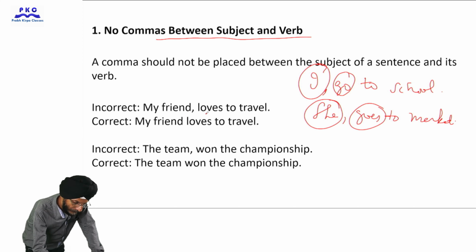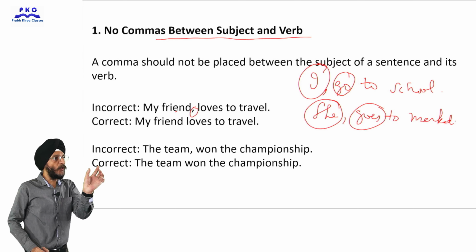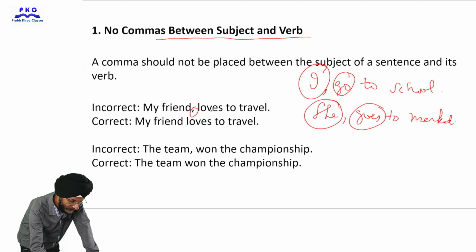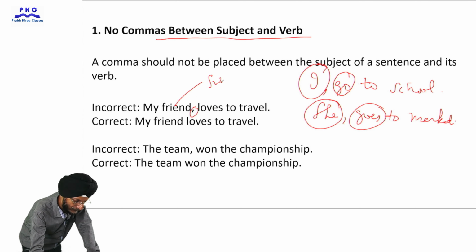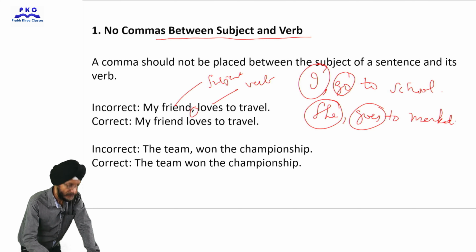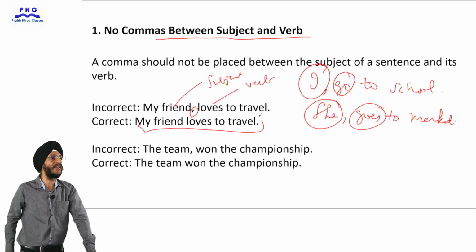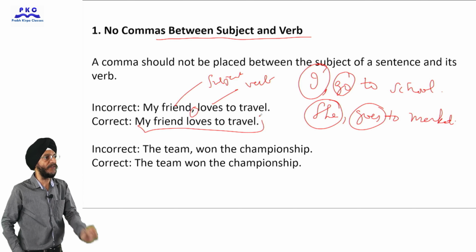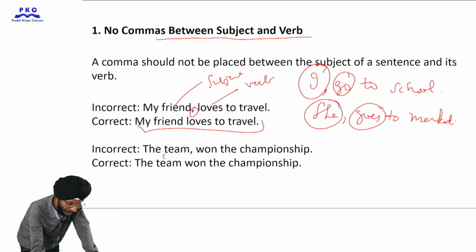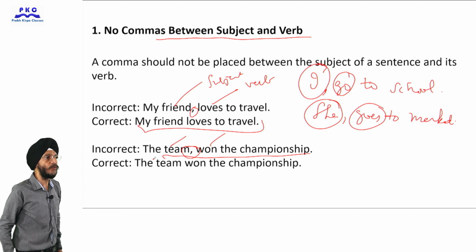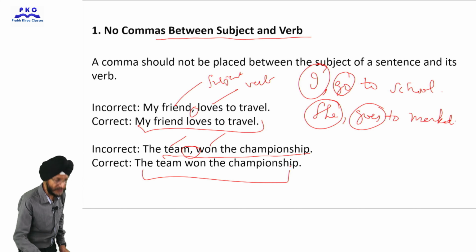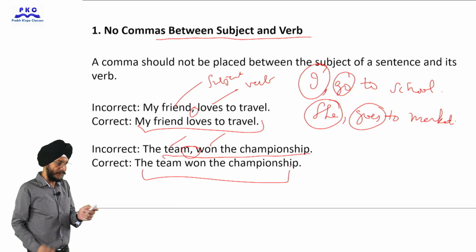Other examples are, my friend loves to travel. Here again, a comma in between friend and loves is unnecessary because friend is a subject and loves is a verb, and the comma is unnecessary. The correct sentence is this: my friend loves to travel, without a comma in between. Another example, the team won the championship. Team is subject, won is verb. It is an unnecessary comma in between. It should not be there. So the correct sentence is the team won the championship. There is no comma in between the subject and verb.